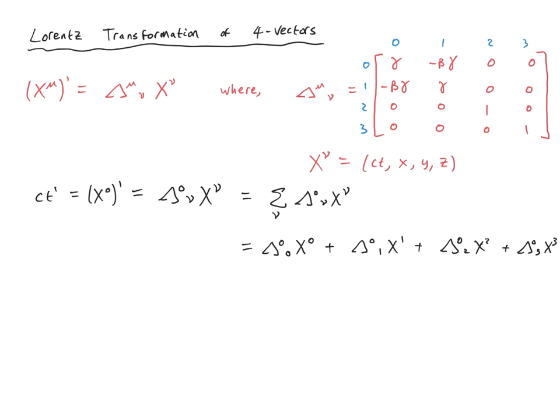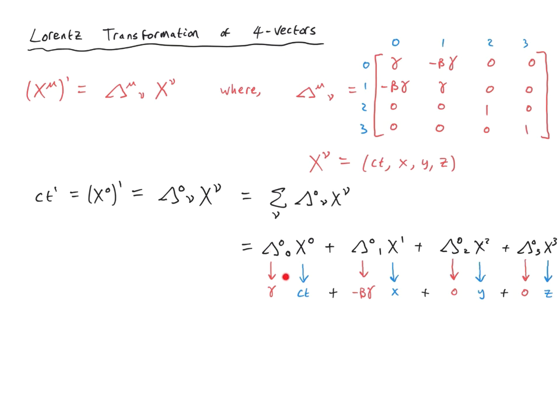Likewise, we have components of the Lorentz transformation matrix lambda, where the first index corresponds to the row, the second index corresponds to the column. Again, we can just look up the elements of this matrix very easily. We need the 0,0, the 0,1, the 0,2, and 0,3 element of this matrix. So just substituting those values in, we have x0 is ct, x1 is x, x2 is y, x3 is z.